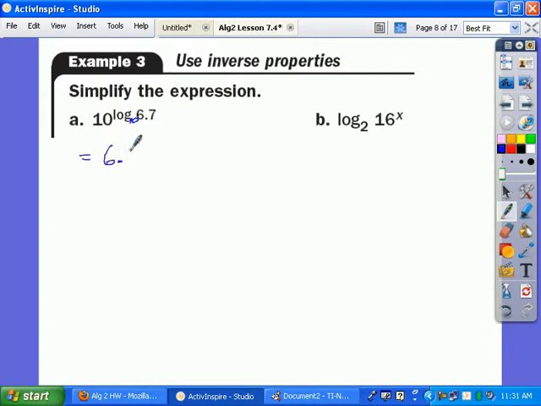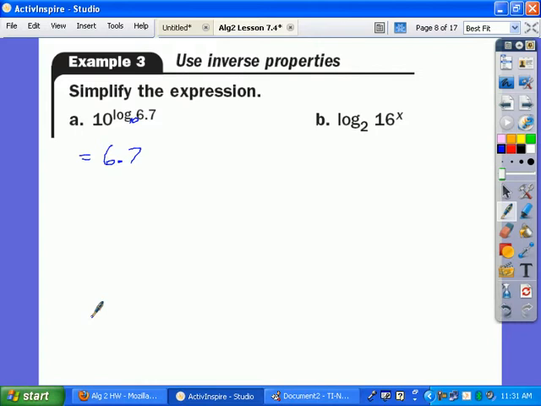Let me explain that again. I have 10. I'm raising it to a power. The power is the log base 10. Those two pieces are opposite inverse operations of each other. They cancel out, and it just leaves me with the 6.7.